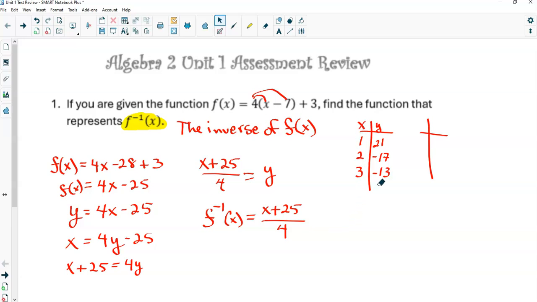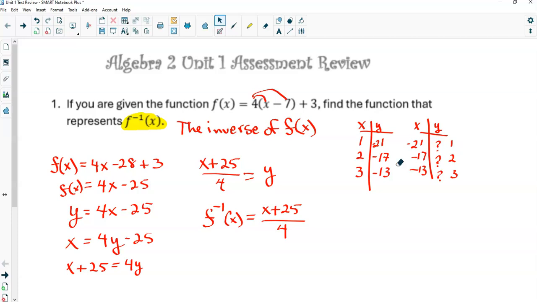Now that I have that table of values, I enter the outputs into the inputs of the other function: negative 21, negative 17, negative 13. I'm expecting 1, 2, and 3. Let's see. If this is negative 21, negative 21 plus 25 is 4. 4 divided by 4 is 1. There it is.